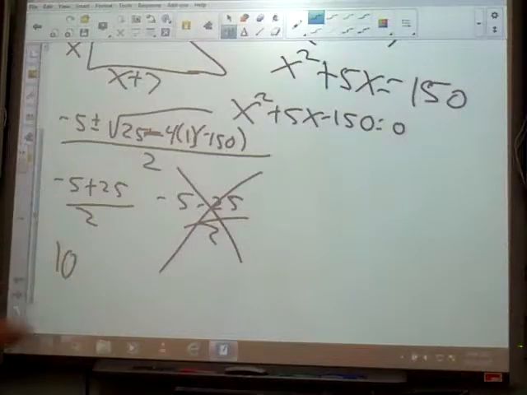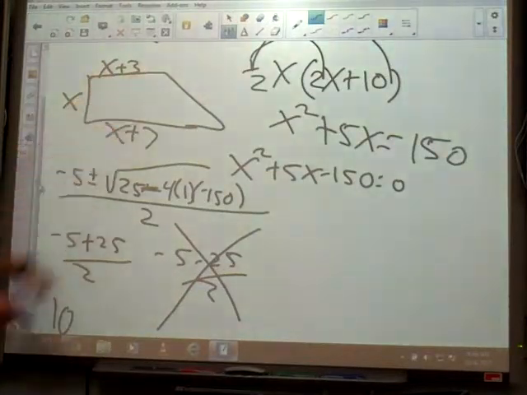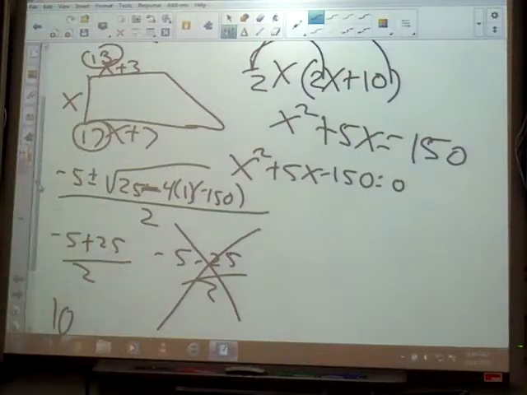Don't put 10 as your answer. That's just x. Okay, go back and look at our picture. If x is 10, this base would be 13, and this one would be 17. There's your two answers.